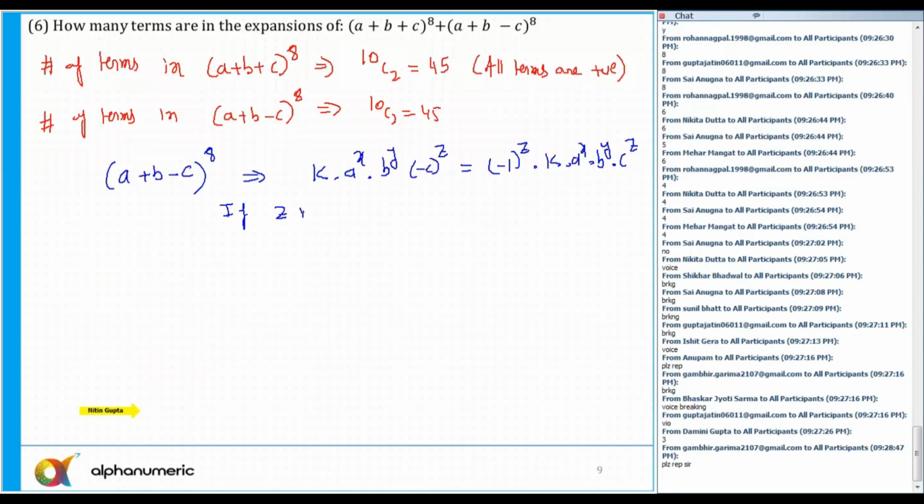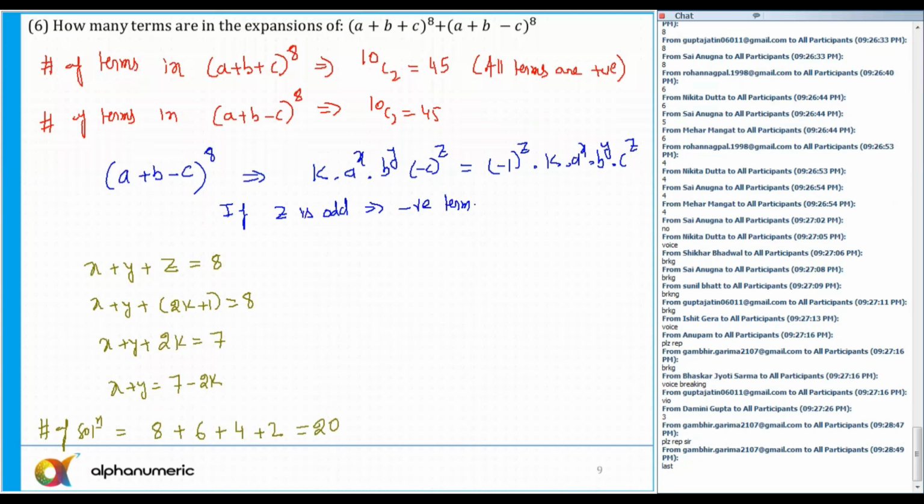Anupam, x plus y is equal to 7 minus 2k. If k is equal to 0, I'll get x plus y equal to 7. So x plus y equal to 7, total number of solutions is 8. Sum of two variables is 7, so I need to make one partition. So 7 plus 1 is 8. So I can say 8C1.